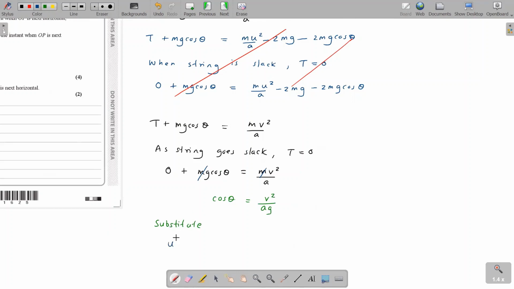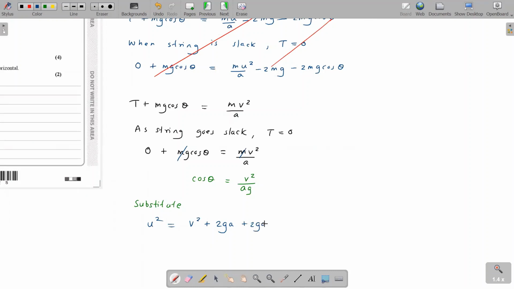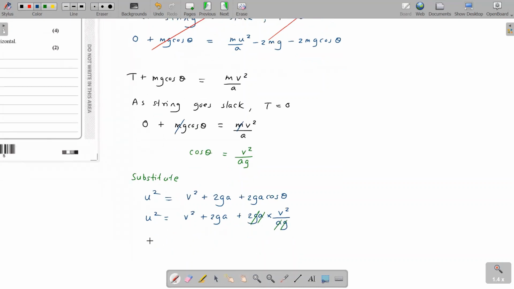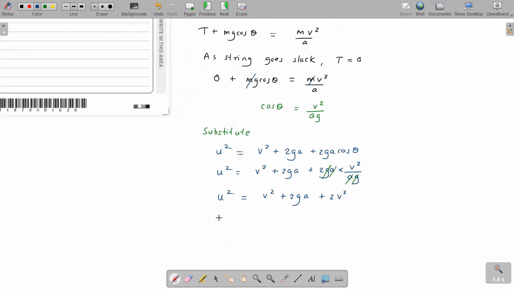Substitute into u square equals v square plus 2ga cos theta. So let's substitute, with cos theta being v square over ag. I think you can see the ag will cancel out. So I get u square equals v square plus 2v square. Am I correct? So there's 3v square inside everything. u square equals 3v square plus 2ga.